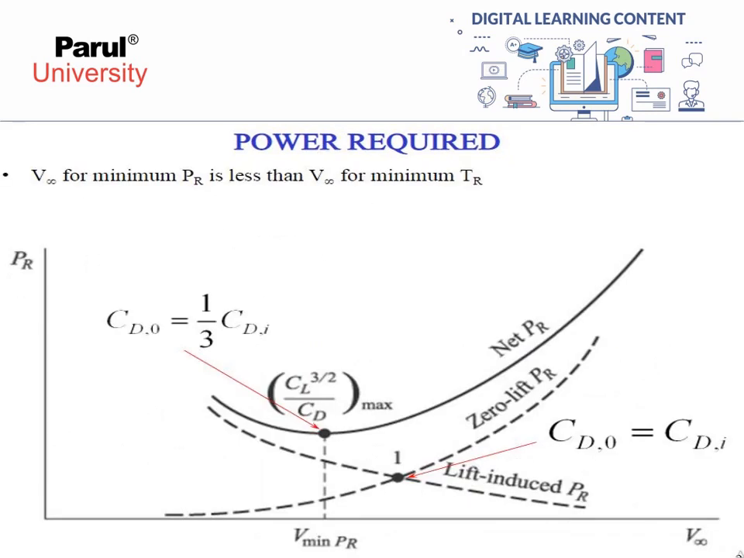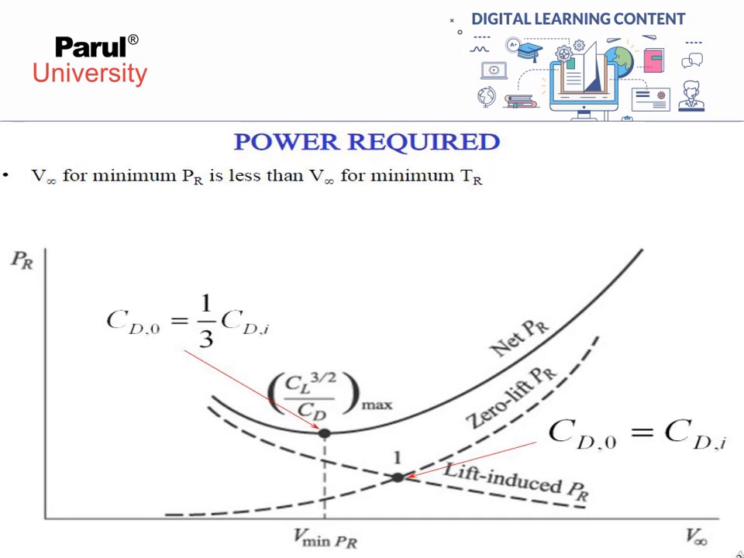Now the V infinity for minimum power required is less than the V infinity for minimum thrust required. We can see this in the graph also. In the graph of power required versus V infinity, CD naught is equal to 1 upon 3 CDI, and the corresponding aerodynamic point is CL to the power 3 by 2 upon CD maximum, and this is the velocity for minimum power required. One more point is where CD naught is equal to CDI, or CL upon CD maximum, and the corresponding velocity is the velocity for minimum thrust required.